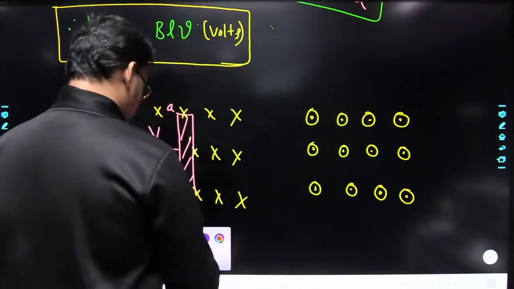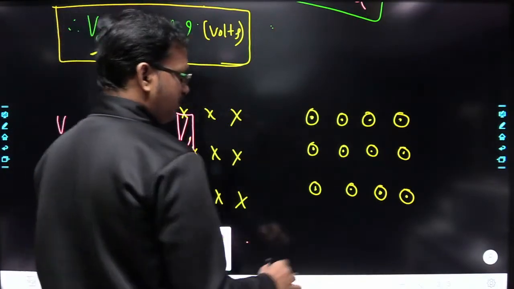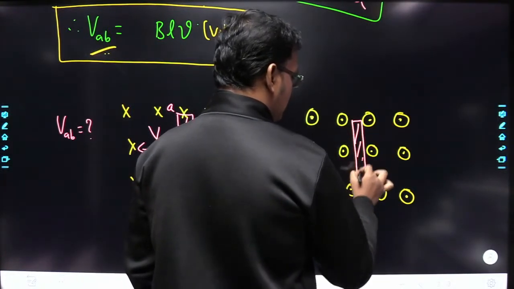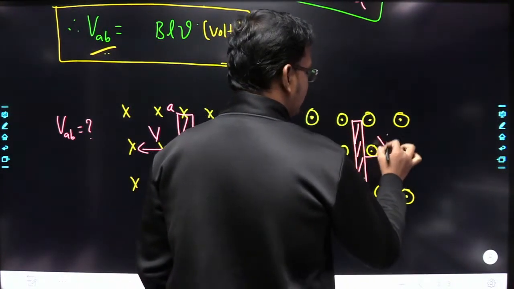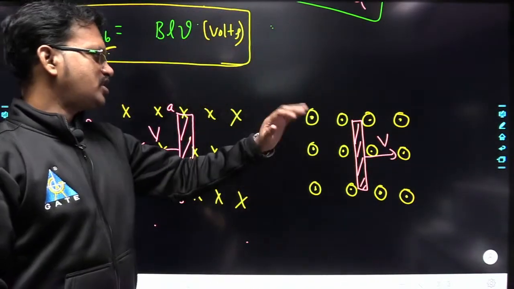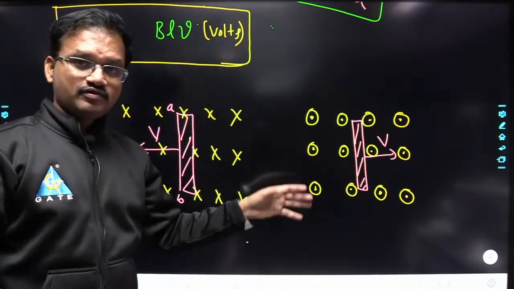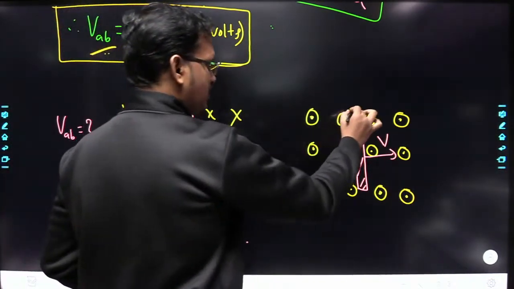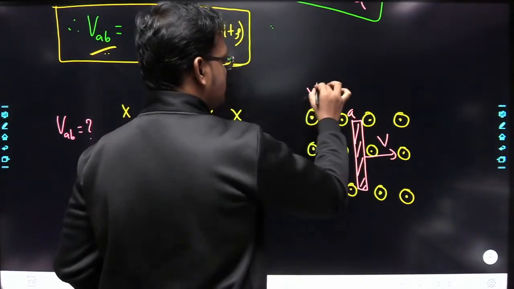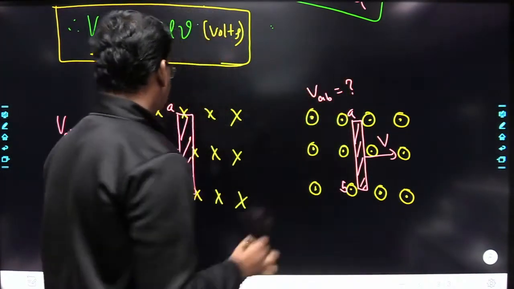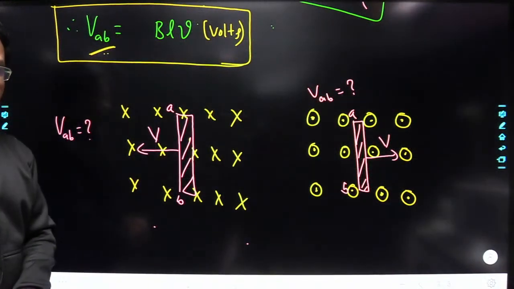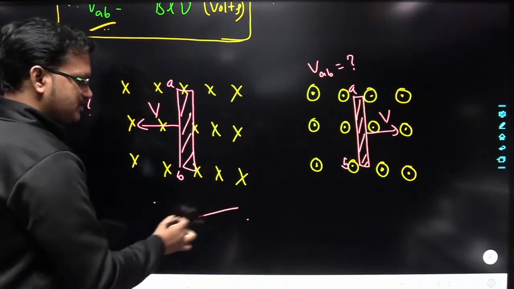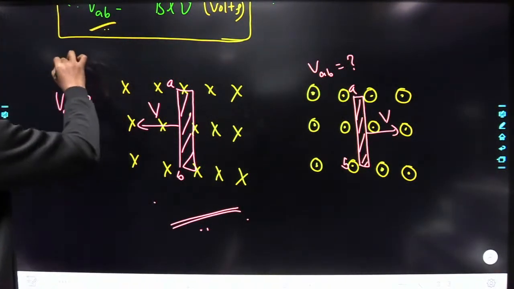So next, you have to practice like this, then you will get clarity. Here you take a conducting bar and move it in this direction with velocity V. Next, change the direction of the B field and change the direction of velocity. Then try to determine the potential difference between A and B. So in this case also, try to determine VAB. Understood? Can you do this one just as a practice?